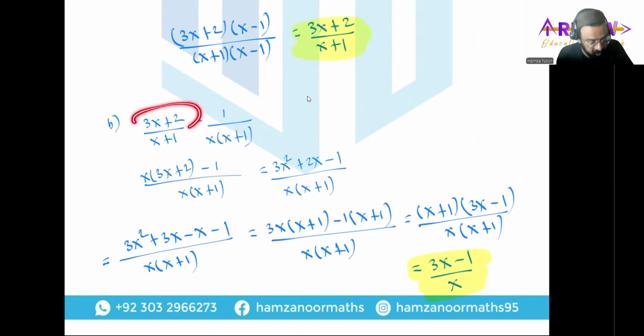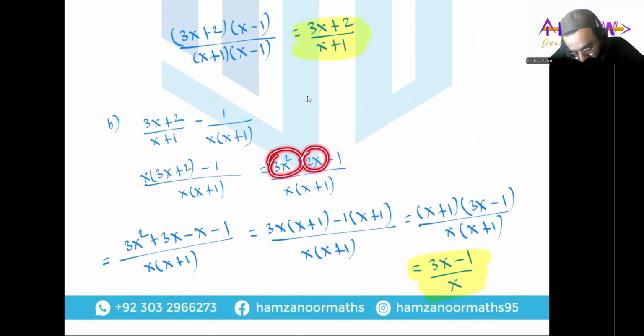So the numerator 3x plus 2 will also be multiplied by x, so x into 3x plus 2. Then we have the subtraction sign, and x into x plus 1 will be multiplied by 1. So you will get the LCM over here, and the numerator 1 will also be multiplied by 1. So x into 3x plus 2 minus 1, completely divided by x into x plus 1. Now we are going to expand the numerator: 3x squared plus 2x minus 1 divided by x into x plus 1.